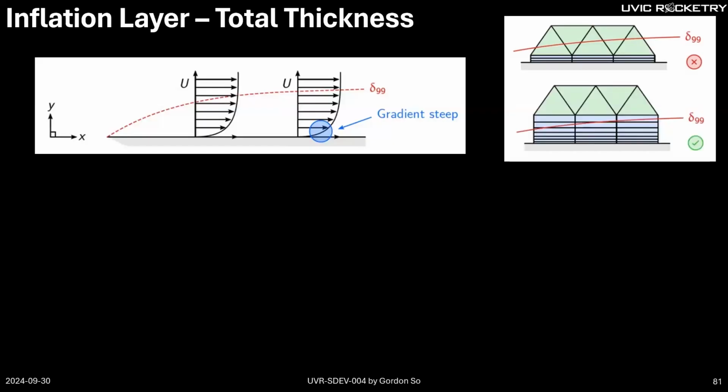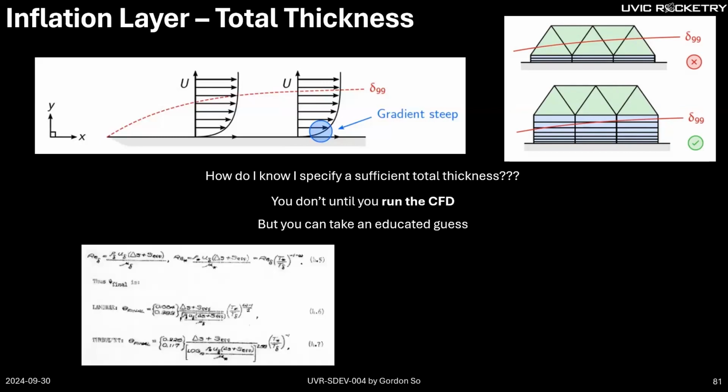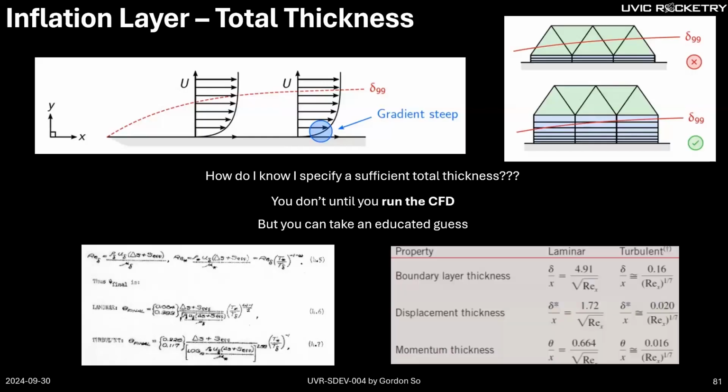Fully capturing, but how do I know I have enough? You don't until you run a CFD, because you just don't know. But you can take an educated guess to get closer to the actual thing. For example, you can consult empirical data. This is, I think, laminar and turbulent boundary layer thickness of a supersonic flow on a nose cone, from one of the references I read. And then, of course, you have your typical fluid dynamics textbook models. So this is a good approach just to get you started.